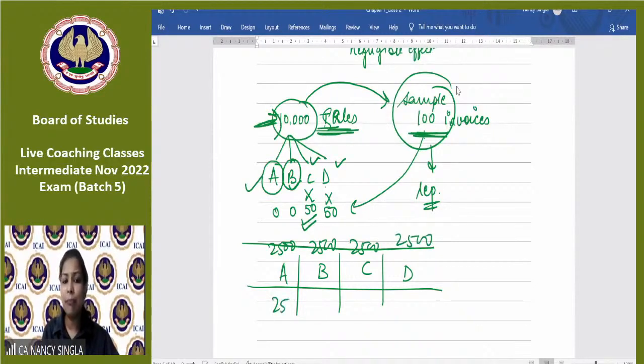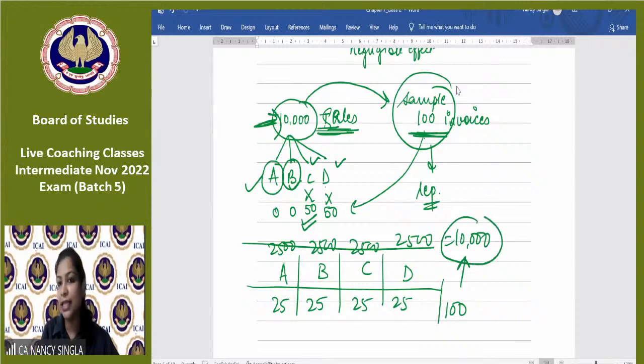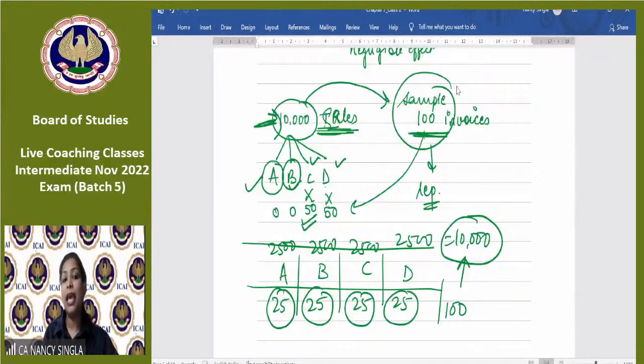Auditor takes a sample of 25 from each of this subpopulation stratum. Now tell me, this 100 is definitely a representative of what? This entire population. Why? Because now samples are drawn from what? The strata. And students, basically what will auditor do? Whatever results he'll get for this 25, he will proportion it to what?